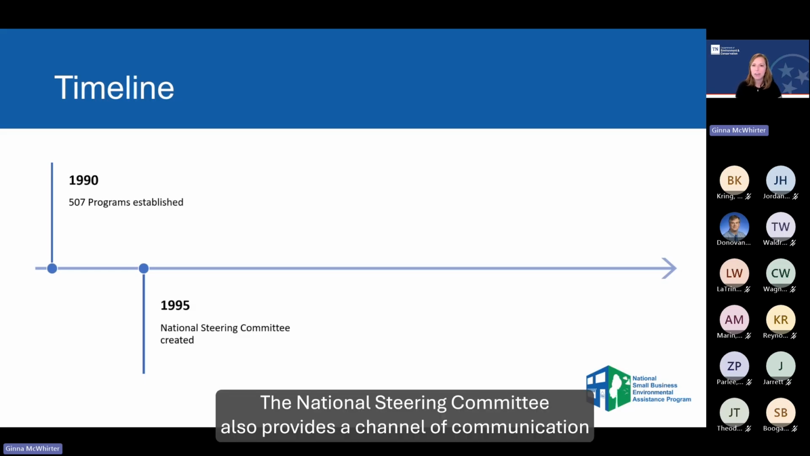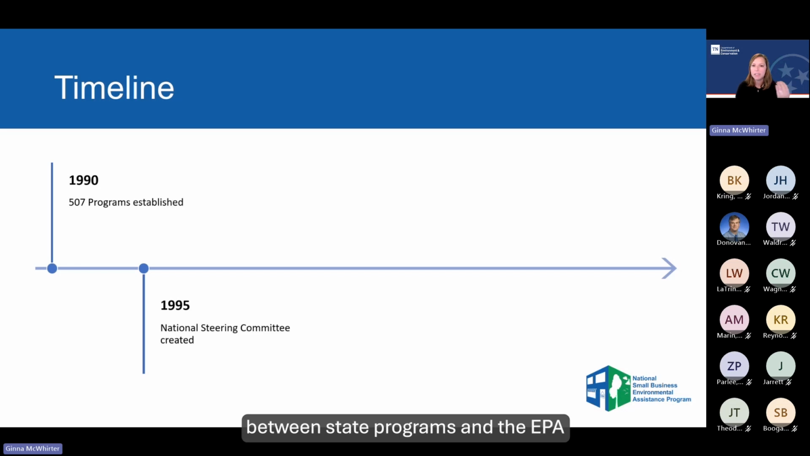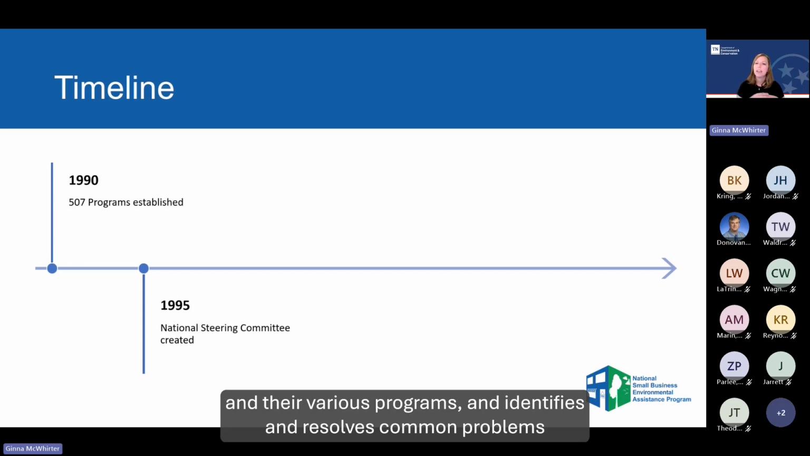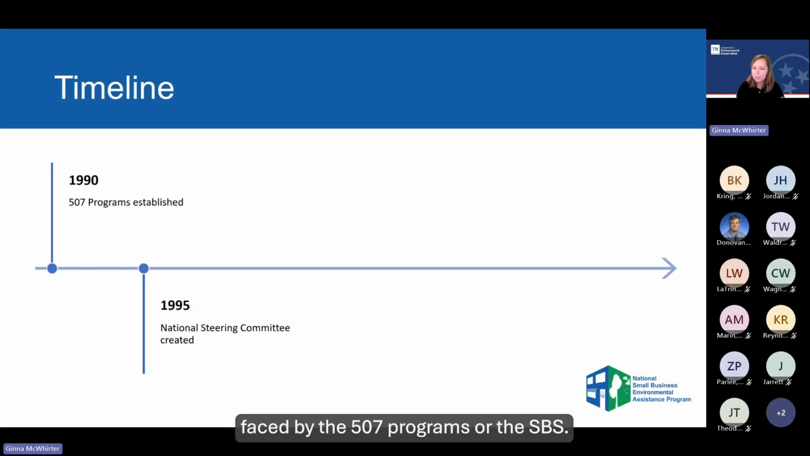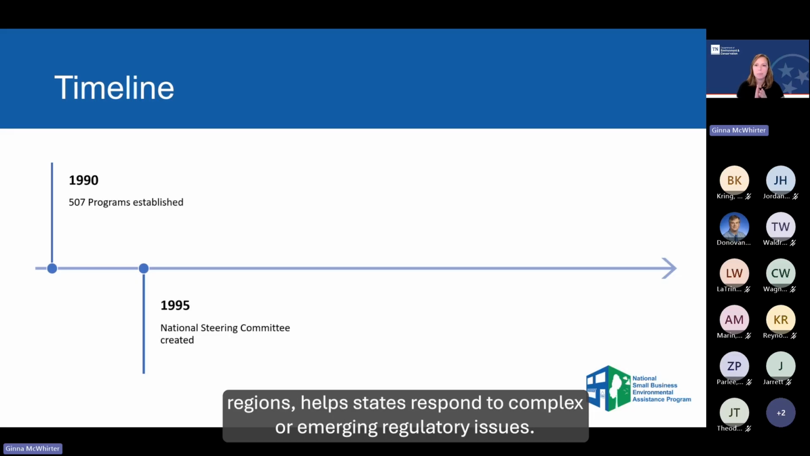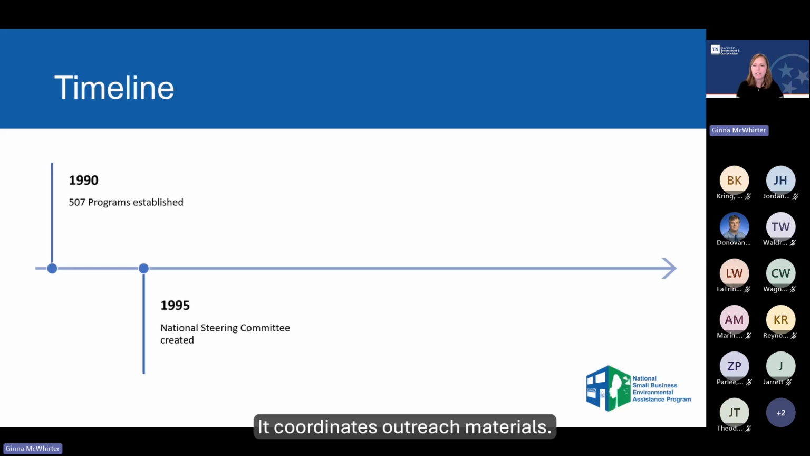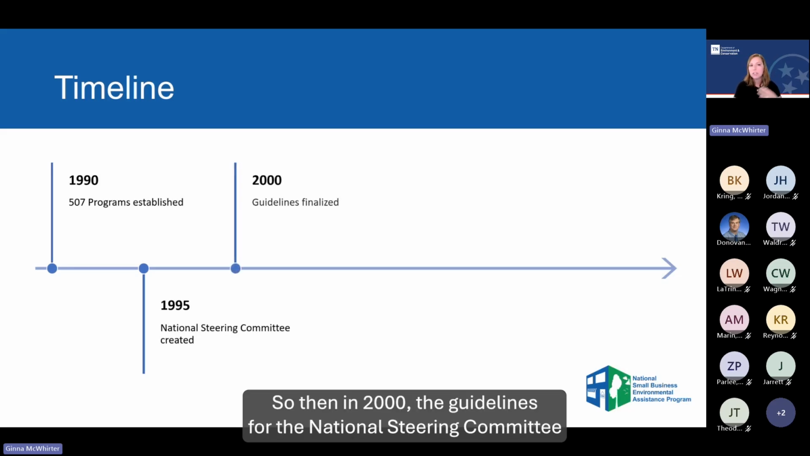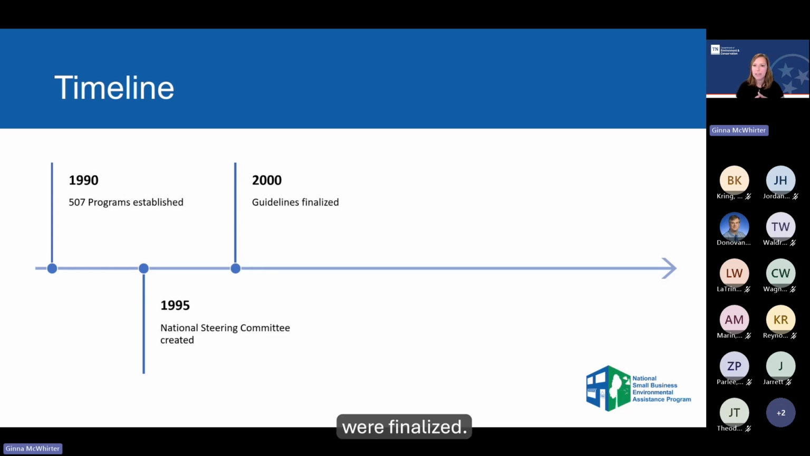The National Steering Committee also provides a channel of communication between state programs and the EPA and their various programs, and identifies and resolves common problems faced by the 507 programs or the SBEEPs. It also identifies inconsistent guidance across regions, helps states respond to complex or emerging regulatory issues, and coordinates outreach materials.